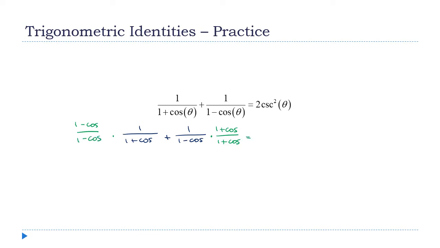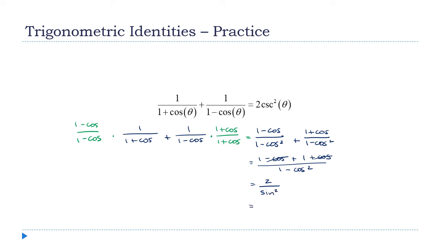And what does this turn into? I get 1 minus cosine over, and if I multiply these out, this becomes 1 minus cosine squared, plus the second fraction, 1 plus cosine over 1 minus cosine squared. And now I can put them together: 1 minus cosine plus 1 plus cosine over 1 minus cosine squared. The numerator is going to clean up. The cosines cancel, 1 plus 1 is 2. And look, 1 minus cosine squared, we saw this in a previous slide, that is sine squared.